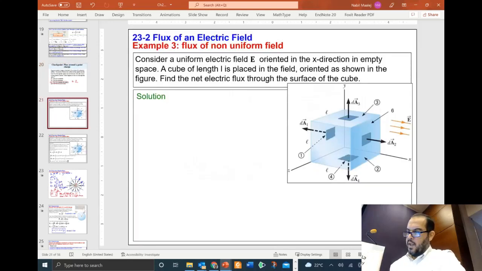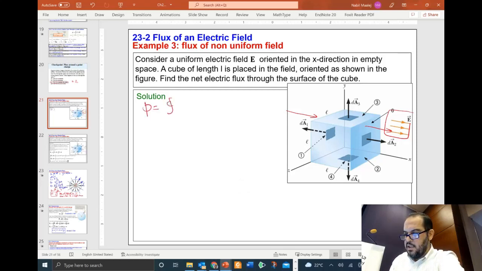Okay, so let's do one more example of the flux before we introduce Gauss's law. Here we have a uniform electric field E, piercing through the back surface and coming out of the front surface, oriented in the x direction, in empty space. A cube of length L is placed in the field, oriented as shown in the figure. Find the net flux through the surface of the cube. All right, so we will just use the definition. We said the flux is the integral.